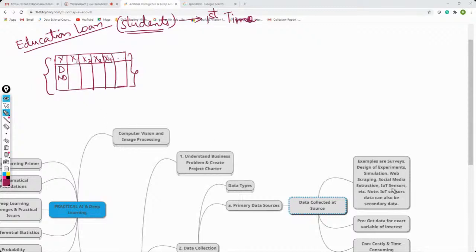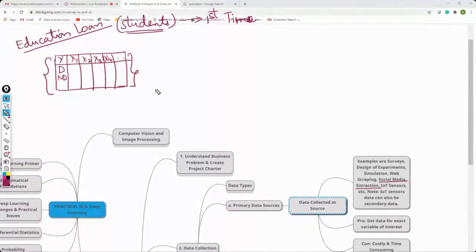So what we have done is we have resorted to primary data collection because there were a few data points or variables which we needed to make this model very comprehensive. So we resorted to social media extraction.